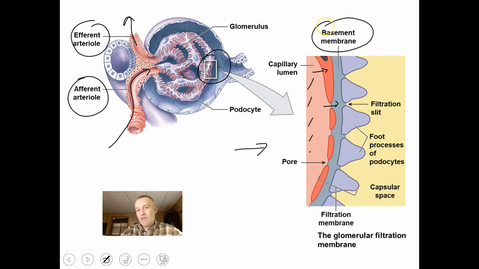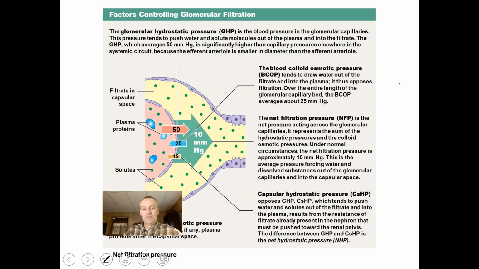There is a basement membrane that is selectively permeable, so there are things that can go through that. So your large proteins won't go through that. And then your filtration slit is even more selective. Only super small things can go through the filtration slit. Once it makes its way through the filtration slit, then it's in the capsule and will move towards the proximal convoluted tubule.